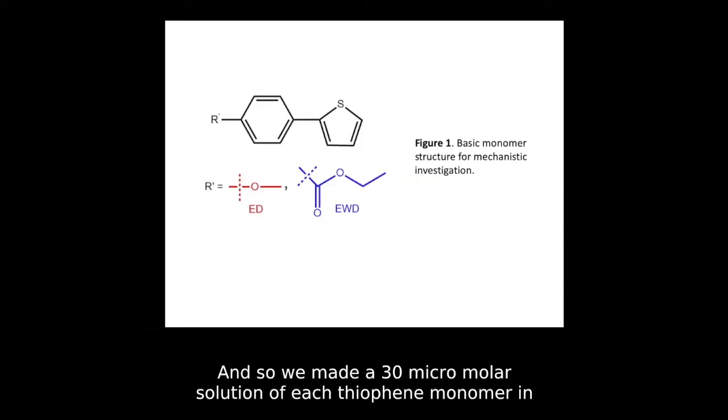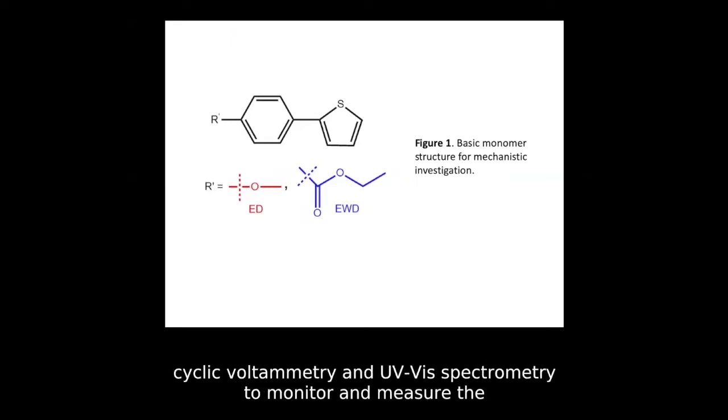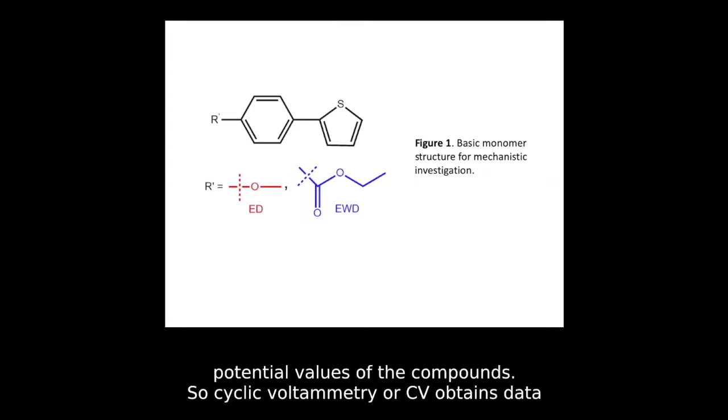And so we made a 30 micromolar solution of each thiophene monomer in tetrabutyl ammonium hexafluorophosphate and acetonitrile, and we use cyclic voltammetry and UV vis spectrometry to monitor and measure the potential values of the compounds.